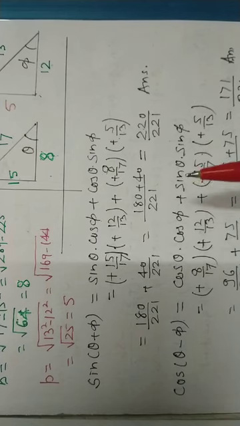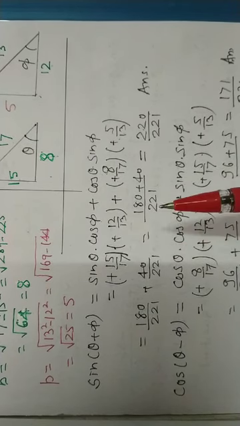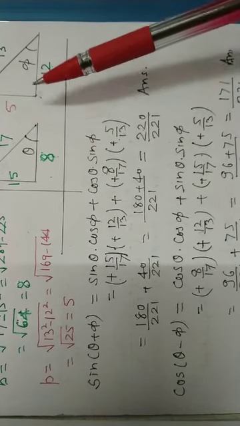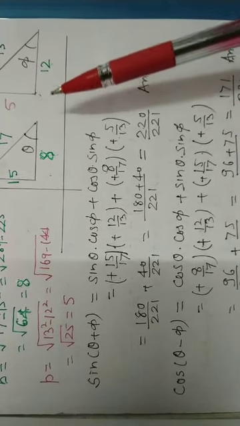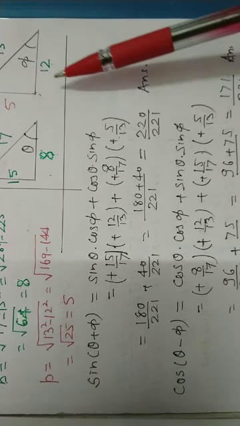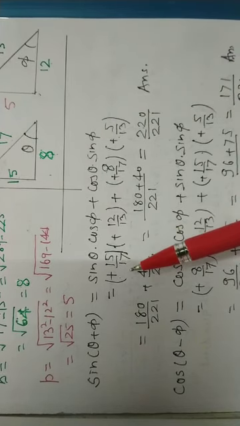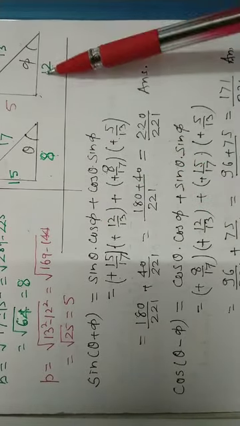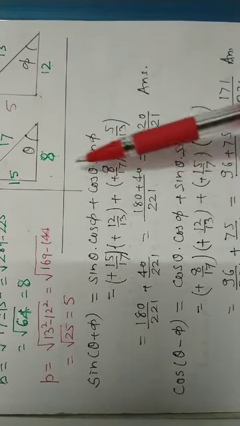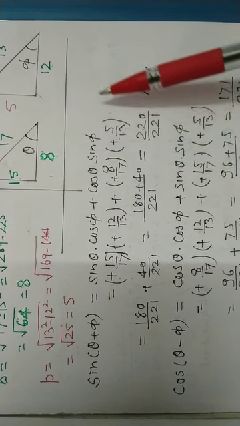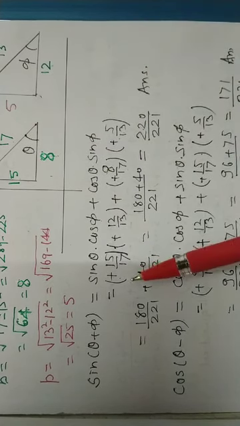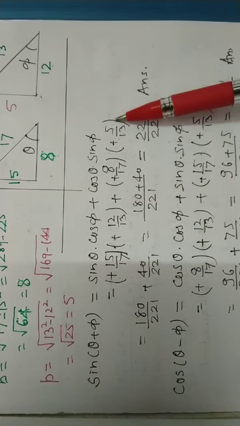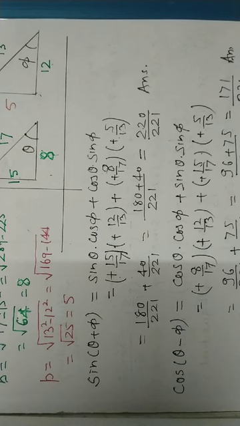Write sin A cos B plus cos A sin B, that is, sin theta into cos phi plus cos theta into sin phi. You write the values from the two figures. Both figures are in the first quadrant, so all are positive. Write the positive values: sin theta 15 by 17, cos phi 12 by 13, cos theta 8 by 17, sin phi 5 by 13. The sign scheme is positive, positive, positive, positive. All the values will be positive. Simplify to get the answer.